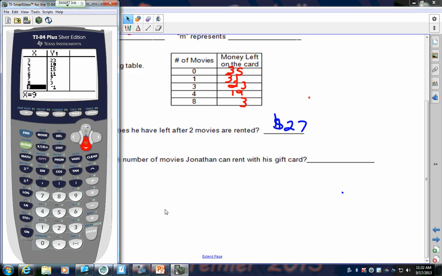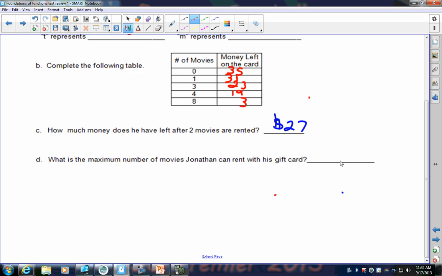All right, so what happens at 9? How much money is left on the card, does it say? -1, I can't have that, right? So the most I can rent is 8 movies, because at 8, I have $3 left, but at 9, it's -1. And last I checked, they're not going to let me go into debt on my gift card.